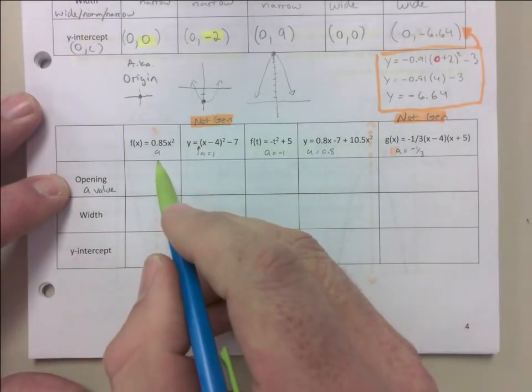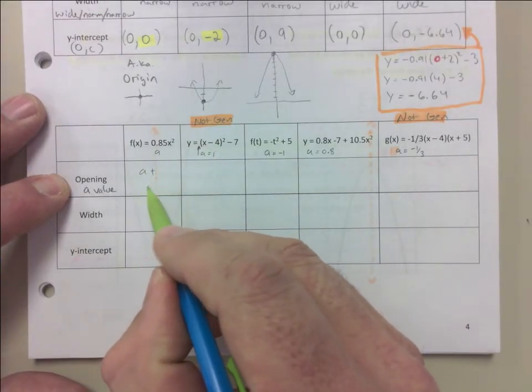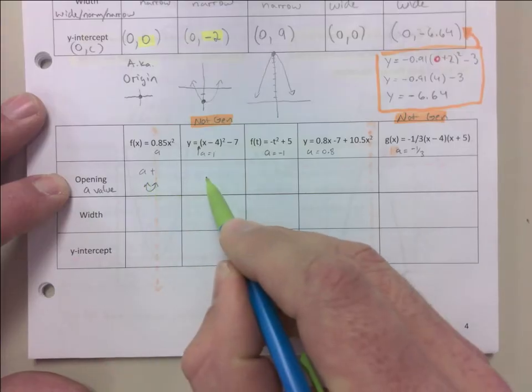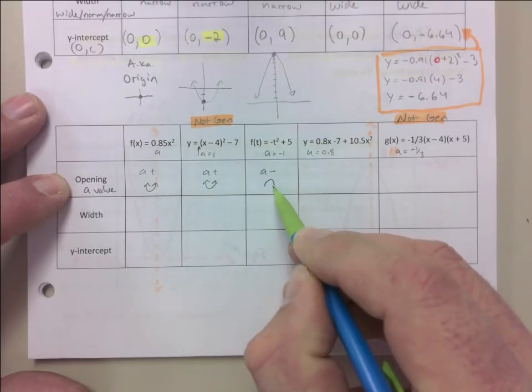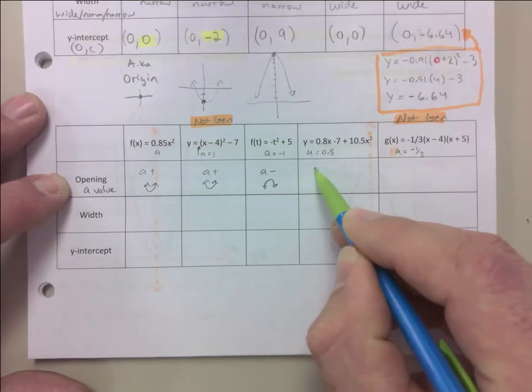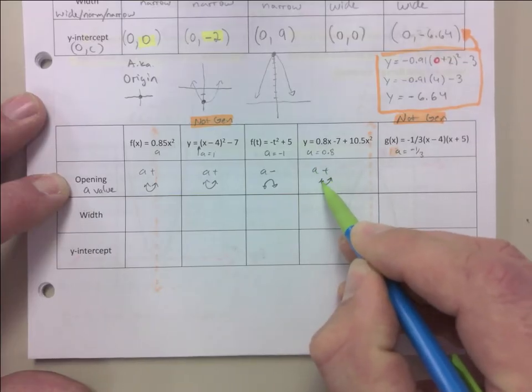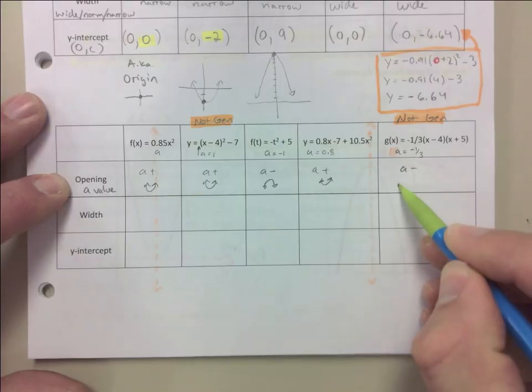So opening, this one is positive, so it's going to be opening up. This one is positive, opening up. This one is negative. This would be going down like that. A is positive here, we're going up. A is negative, we're going down.